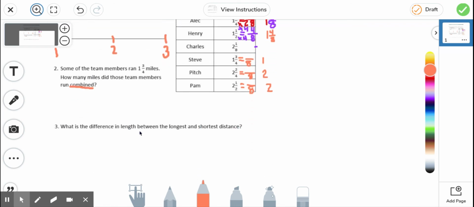The last question is asking you about the difference. What is the difference in length between the longest and the shortest distances? So you're going to look for the longest distance, which is going to be your number that's closest to 3 on your line plot. And then you're going to subtract that from your shortest distance, which will be the number closest to 1. So your bigger number should go first, minus your smaller number. So hopefully these tips help you. Go ahead and give those a try and see if you can figure this one out.